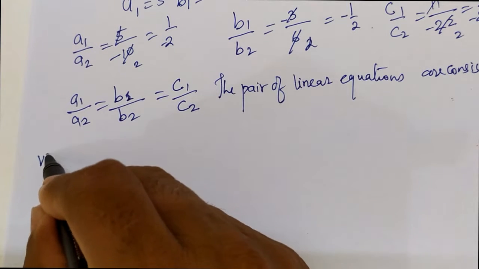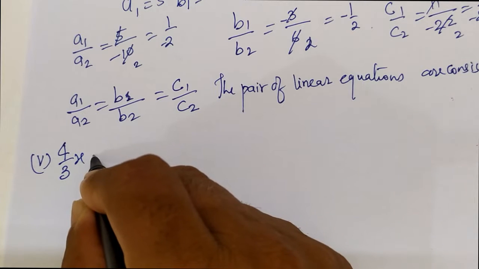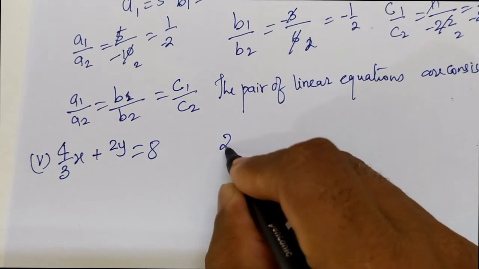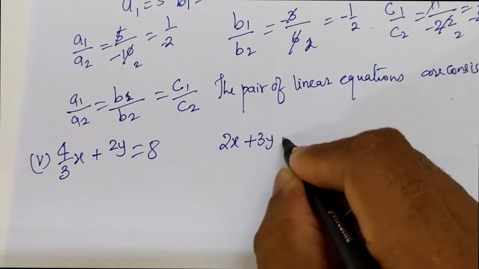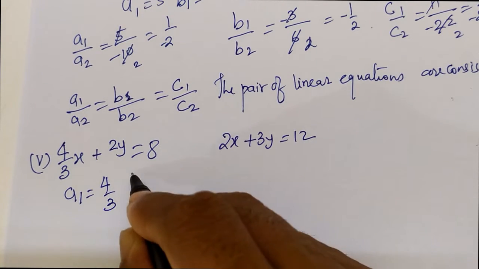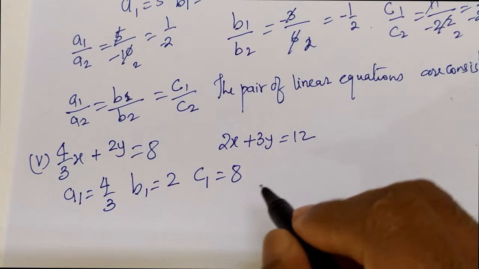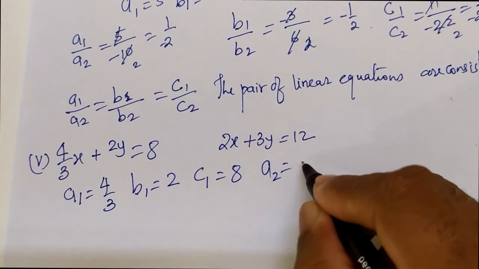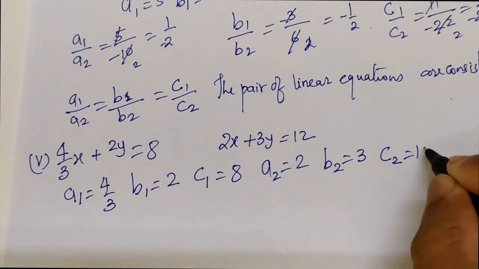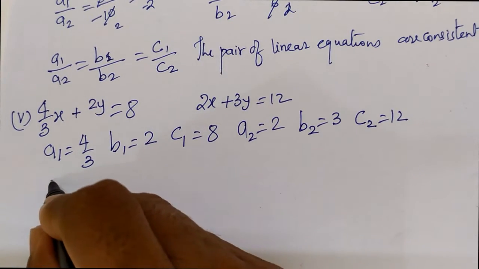We'll start with the fifth one. Next one, 4 upon 3x plus 2y is 8. This is the first equation. 2x plus 3y is 12. A1 here is 4 upon 3. B1 is 2. C1 is 8. And A2 is 2. B2 is 3. And C2 is 12. We'll write down A1 upon A2.